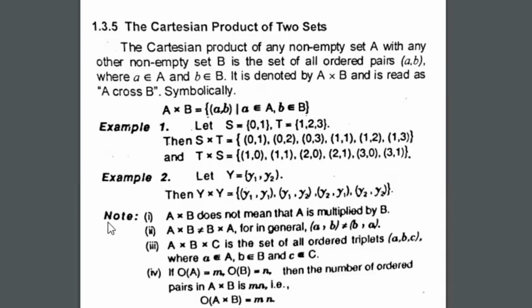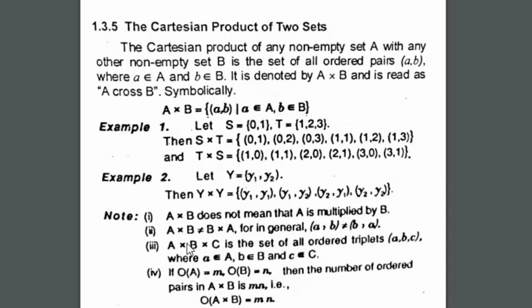After that, there are 4 properties of that. A cross B does not mean that A is multiplied by B. We are just making pairs. So A cross B is not equal to B cross A, as I have told you before, because in ordered pairs (a, b) will not be equal to (b, a). I talked about this in the first slide about ordered sets.